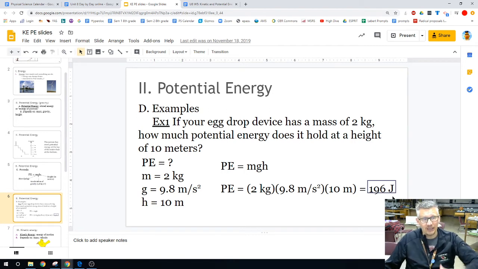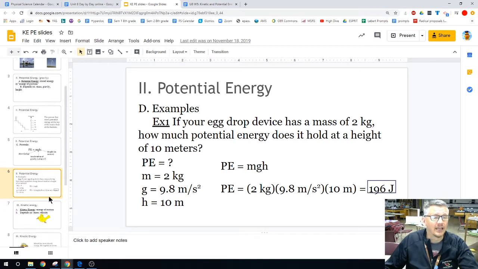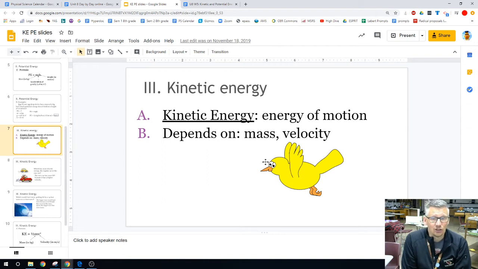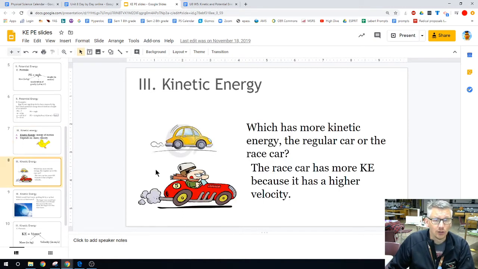So potential energy takes a look at the weight, or mass times gravity, and the height. The other type of energy that we're going to finish the year out with is kinetic energy. Kinetic energy depends upon mass and velocity. Once again, velocity is speed with direction. Which has more kinetic energy, a regular car or a race car? The race car has more kinetic energy because it has a higher velocity, taking into account that they probably have the same mass.